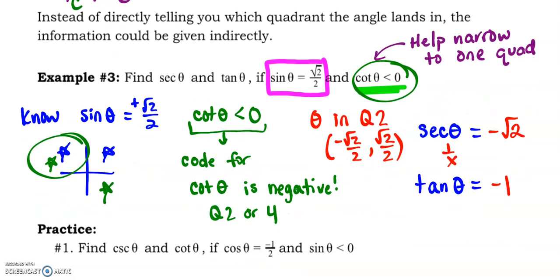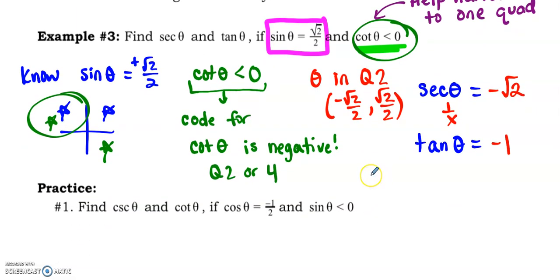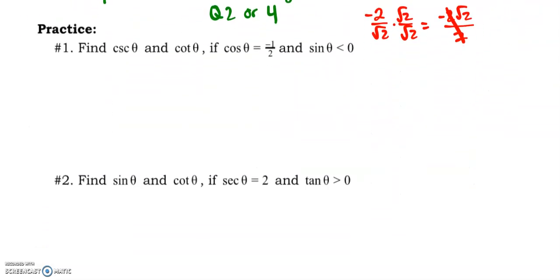All right, and if you're like, Mrs. Fry, how did you do that so fast? Well, just take negative root 2 over 2, flip it over, multiply it by the square root of 2 so that you rationalize it, and you get negative 2 root 2 over 2. And the 2's, they cancel. So negative root 2.